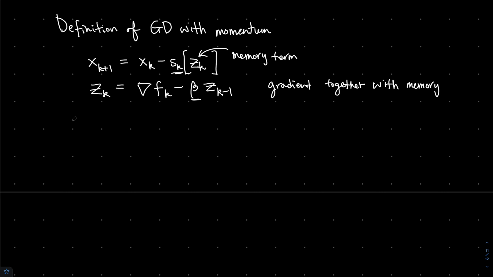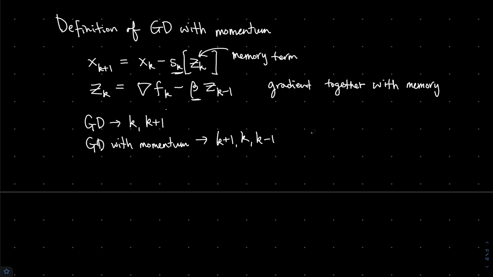All right, so now, in contrast to gradient descent, which only had k and k plus 1 terms, with GD with momentum, now we have terms for k plus 1, k, and k minus 1. So it's sort of similar to second order differential equations, in that there are three terms with different orders.